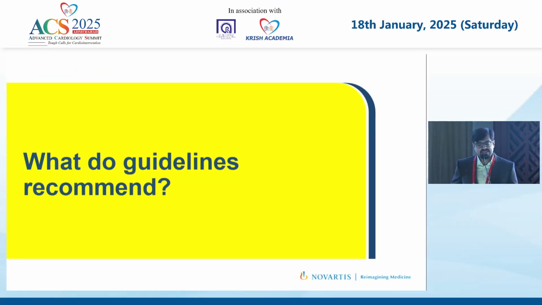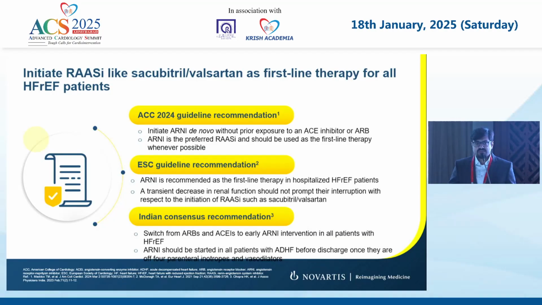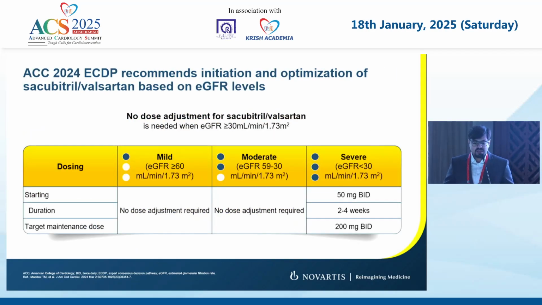What do the guidelines recommend? Initiate RAS inhibition in the form of valsartan-sacubitril as first line therapy in all cases, whether it be the ACC 2024 guidelines, ESC guidelines, or Indian consensus. They all recommend ARNI as the first line of therapy in case of heart failure. When it comes to dosing adjustment, generally we don't need dose adjustment till the GFR levels are less than 30. So you can give it as a regular dose therapy.